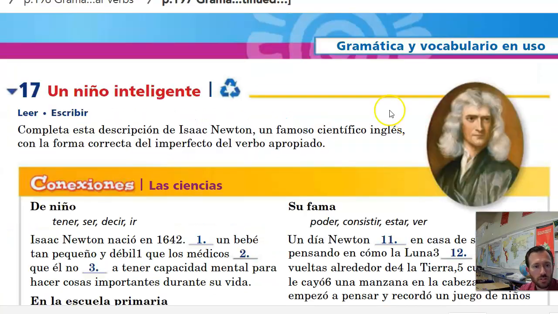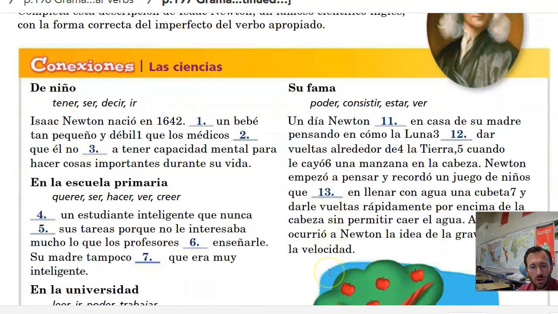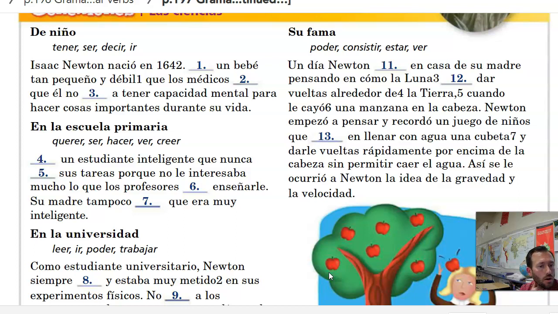It's exercise 16. Exercise 17 is a description of Isaac Newton, a famous English scientist, and we're filling in his autobiography with the correct form of the verb in the infinitive. And you have some options up above there. We're going to do numbers 1, 2, and 3 together, and then the rest we'll do in class together. Isaac Newton nació en 1642. Our options for numbers 1, 2, and 3 are the verb to have, tener, ser, the verb to be, decir, the verb to say, and ir, the verb to go.